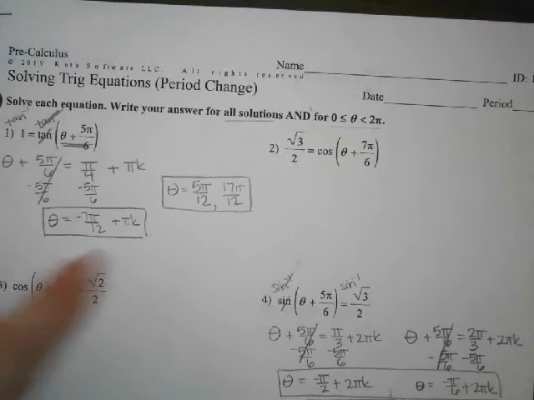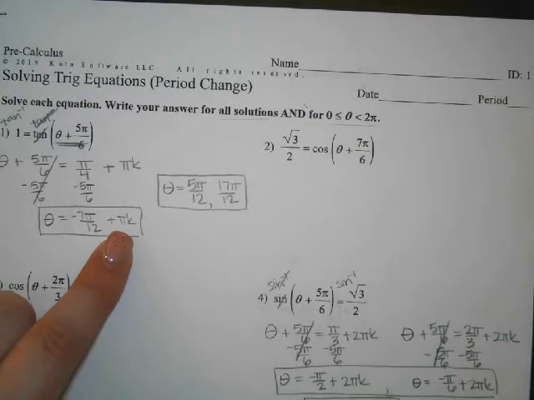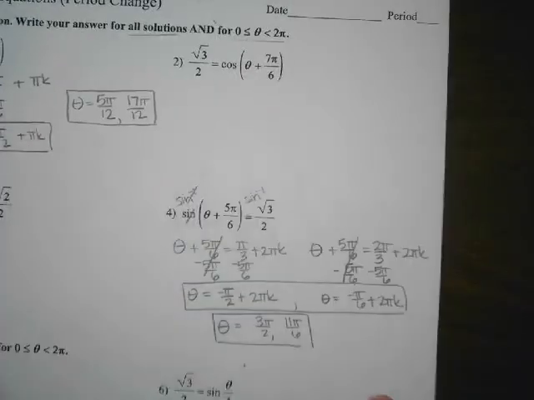So the reason I only added 1 to number 1 is because it was a tangent problem. And tangent problems, you just write one equation and you have plus pi k. And then this was the sine problem.